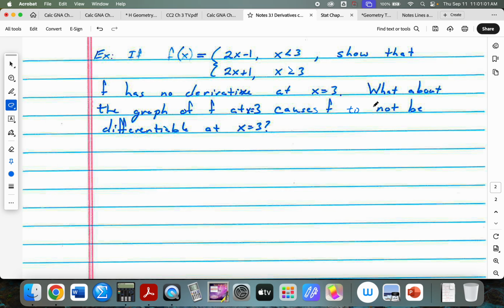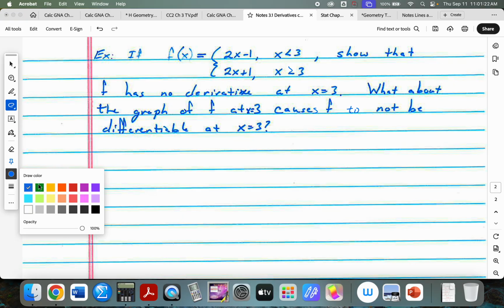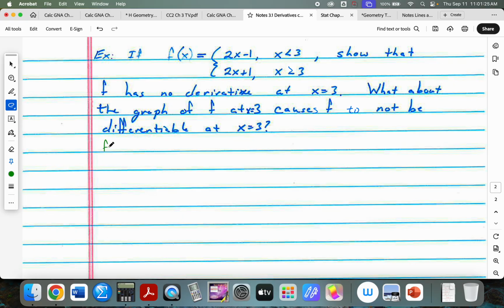Now, this is one where if you just casually looked at it, you would go, oh, the left-hand branch and the right-hand branch both have a slope of 2. That should be fine. It's unfortunately not, for a different reason. So let's take a look. First of all, like we did on the last one, I'm going to figure out, well, what is f at 3? F at 3 is going to be 2 times 3 plus 1, which is 7.